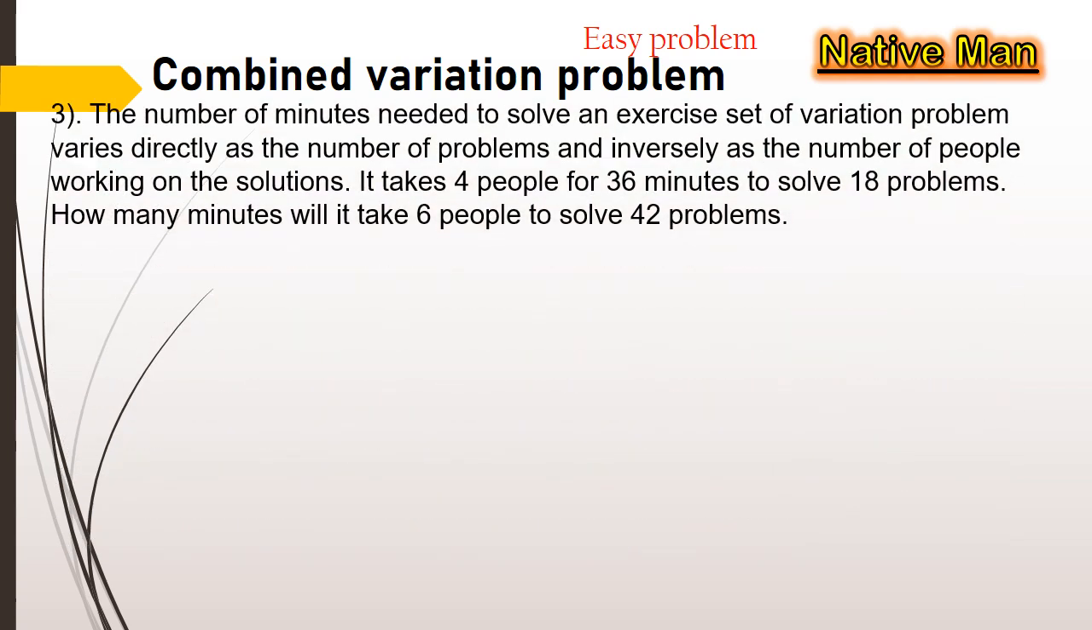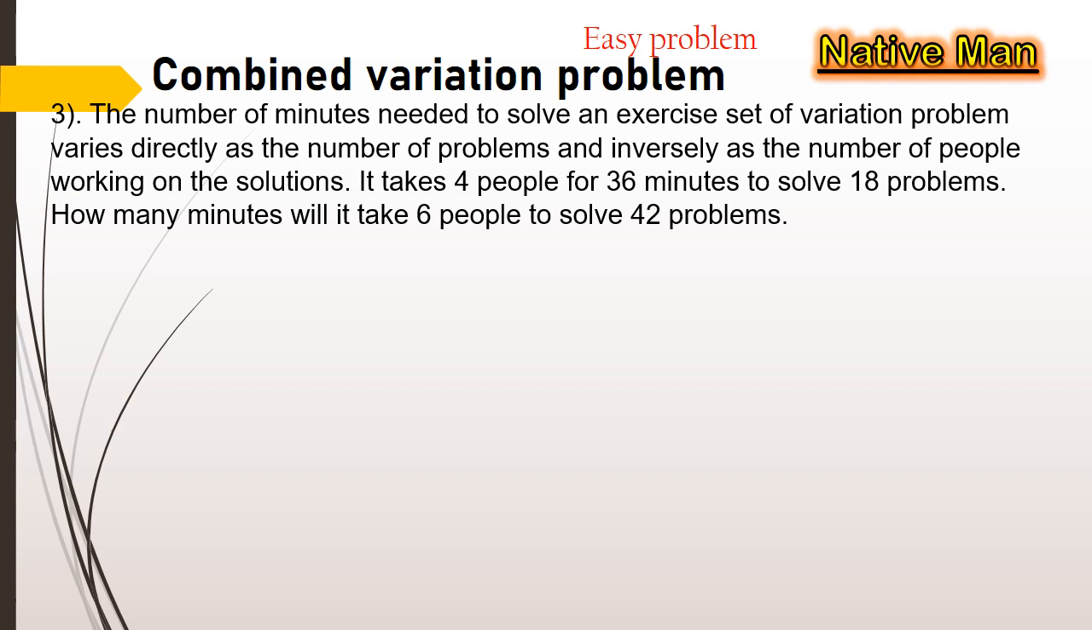Okay, third example. The number of minutes needed to solve an exercise set of variation problem varies directly as the number of problems and inversely as the number of people working on the solutions. It takes 4 people 36 minutes to solve 18 problems. So how many minutes will it take 6 people to solve 42 problems? So medyo nakakalito yung problem pag hindi mo gaanong inunawa. Pero madali lang po yan. Translate lang po natin yung ating statement.